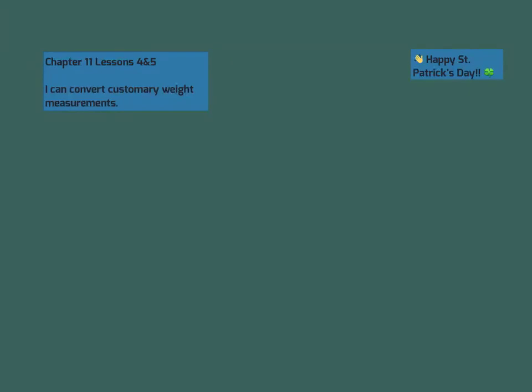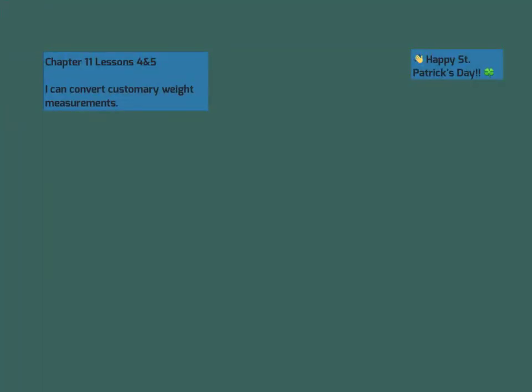But I wanted to talk to you today about Chapter 11, Lessons 4 and 5. We're going to be talking about converting customary measurements again, but this time we're moving away from length and heading into weight. So we really have to think about what our estimate of things would be and how much things would actually weigh.